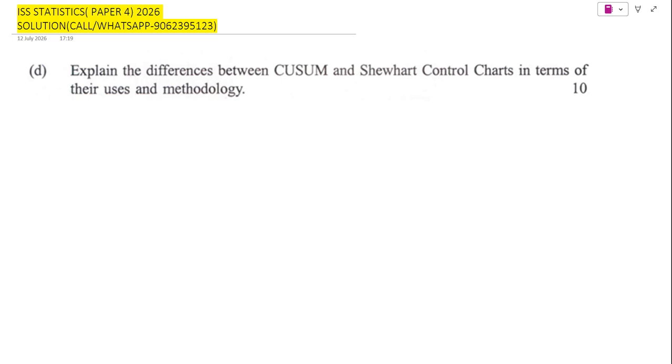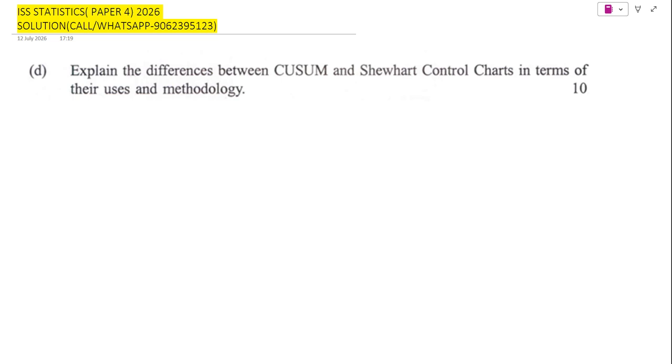Notice carefully, the examiner has asked us to compare the CUSUM control chart and the Shewhart control chart in terms of the methodology and uses. And our answer should not simply define both the charts. We should explain how each chart works, that is the methodology, and where each chart performs better, that is the uses of the charts. Okay, so once you understand the comparison, you will never confuse these two charts again.